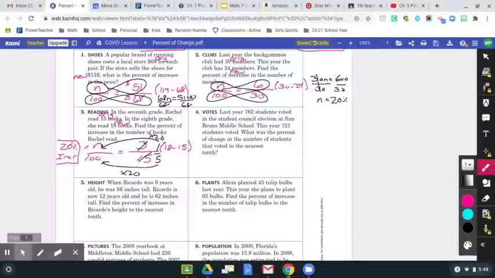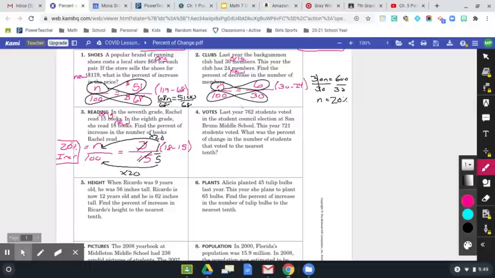Okay, number 4. Last year, 762 students voted in the student council election at San Bruno Middle School. This year, 721 students voted. What was the percent of change in the number of students that voted to the nearest tenth? So this time it just says, what was the percent of change? Now we talked about you should always know if it is an increase or a decrease in that percent of change.